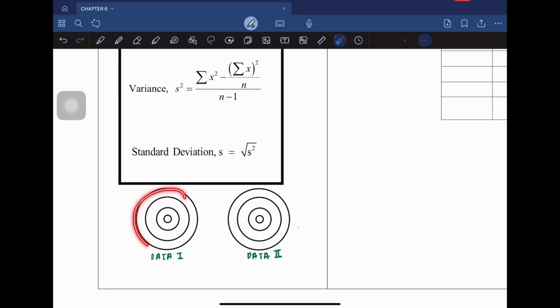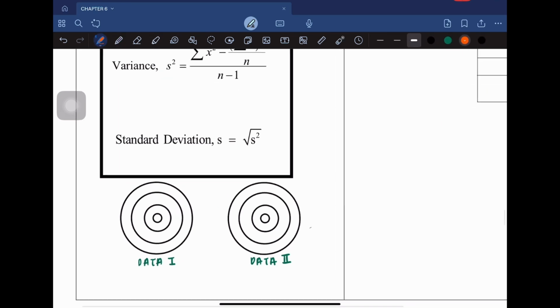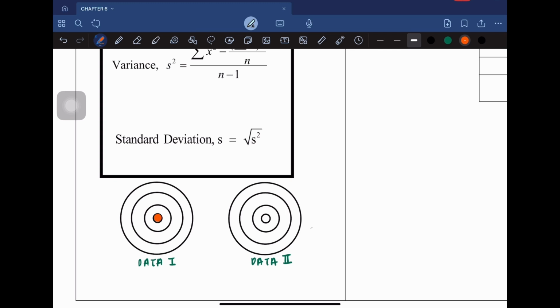Okay, so let's say ini adalah archery punya board. So let's say for the first round, saya tembak 5 kali. So this is my result: 1, 2, 3, 4, 5. And then for the second round, saya tembak and then ada 1, 2, 3, 4, 5. Okay, so ada 5 kali tembakan kan.